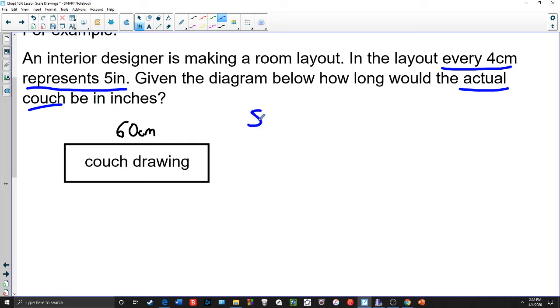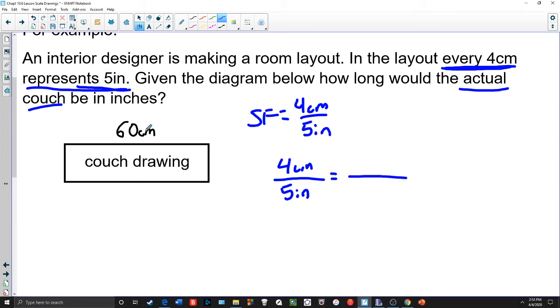So my scale factor is actually gotten from this phrase, every 4 is equal to 5. So for every 4 centimeters, that's equal to 5 inches. So every time I have 4 centimeters in the drawing, I have 5 inches that the actual couch is going to be. So if I want to set this up, now I can set up like a normal scale factor problem. 4 centimeters over 5 inches, and there's a reason I'm keeping the labels here, and you'll see why.